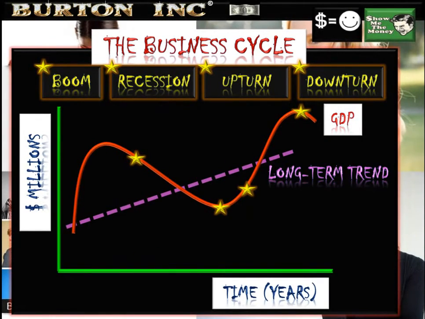And we can see that at the top of the business cycle, we call that a boom. Recession we classify as 2 consecutive quarters of negative economic growth, where the economy, with GDP, is actually decreasing. An upturn is when we're coming out of a recession, things are picking up again, and a downturn when we're coming off the boom and economic growth is slowing.